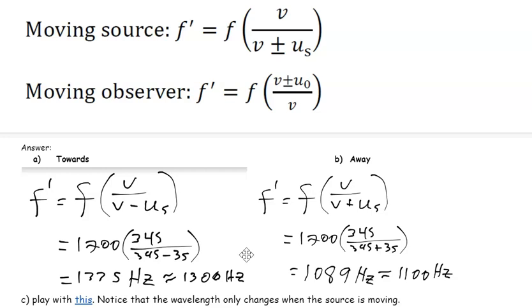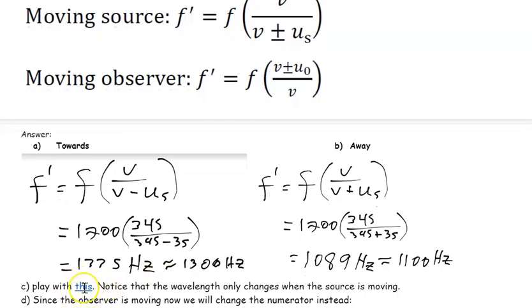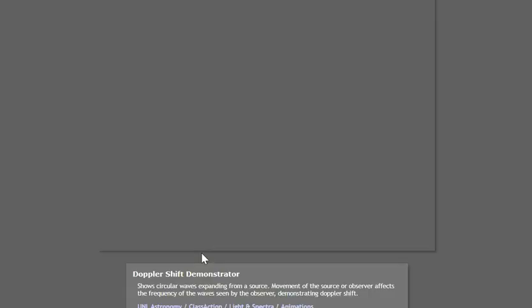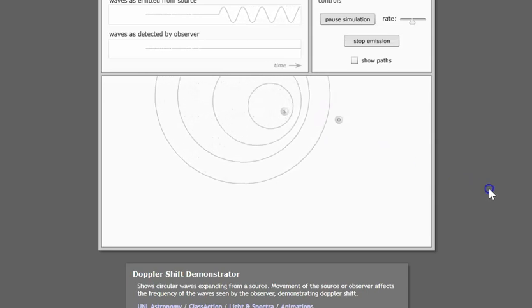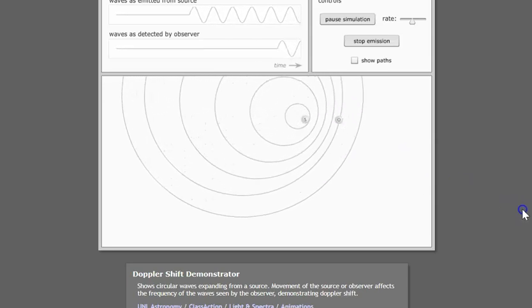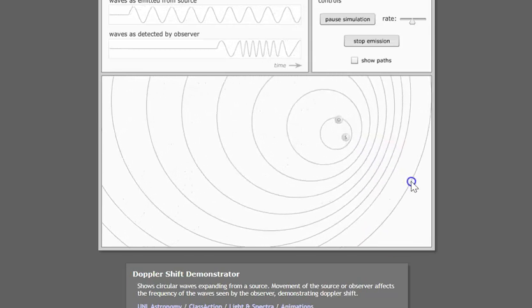Okay, the next thing I ask you to do is play with this screen, the demonstrator that I was showing you in the lecture before. So if you haven't yet done that, that's super important to do. And playing with this helps you think about, well, look, the source is moving, and sure enough, when the source is moving, I'm seeing wavelength changes, right? Here's the wavelength, and it's changing.